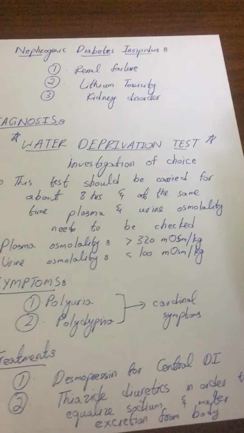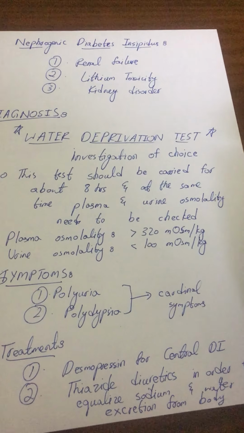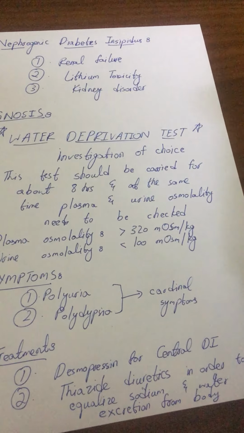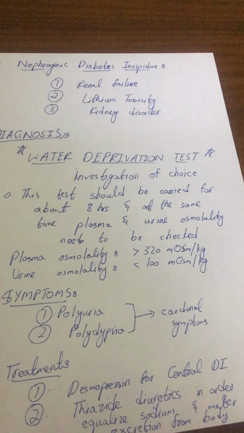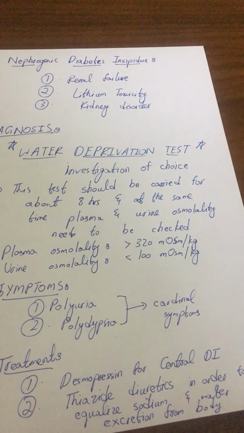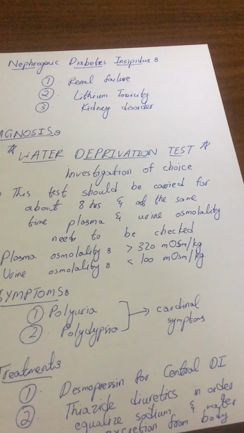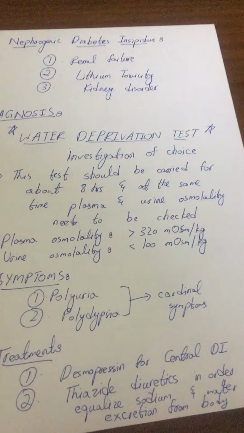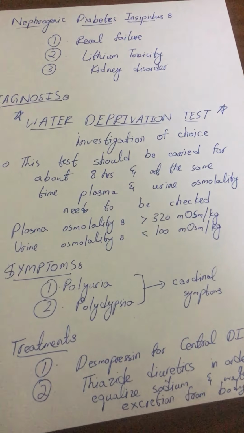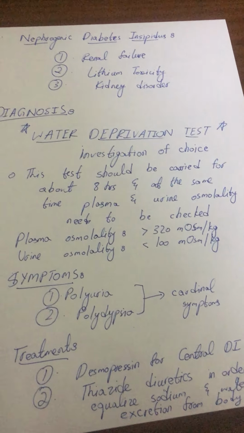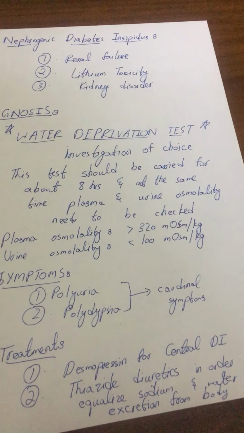Diagnosis. The best test to diagnose this condition is the water deprivation test. The water deprivation test is basically a test in which a patient is deprived of water for 8 hours. And then, before the onset of the 8 hours and after 8 hours, the patient's plasma and urine osmolality and urine concentration are measured. If the plasma osmolality decreases and urine osmolality increases, it means the patient does not have diabetes insipidus.